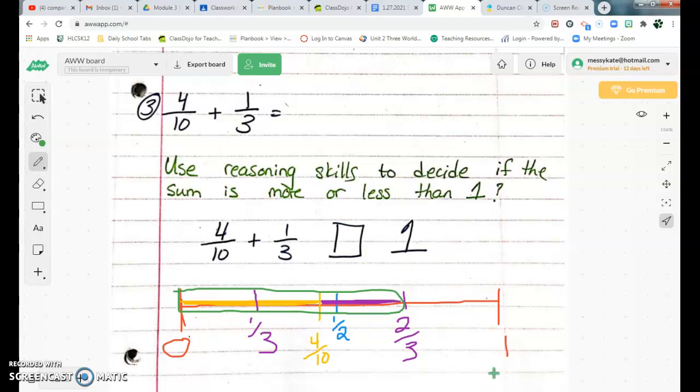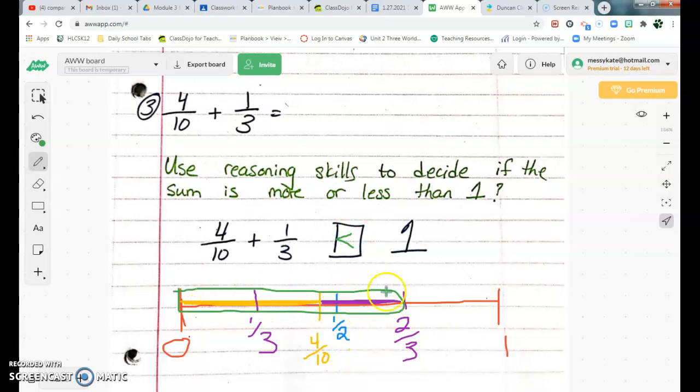I'll say that again. If I'm adding two things together and each one of those items are both less than 1/2, when I add them together, I'm going to get less than a whole. So that tells me that 4/10 plus 1/3 is actually less than 1 whole.